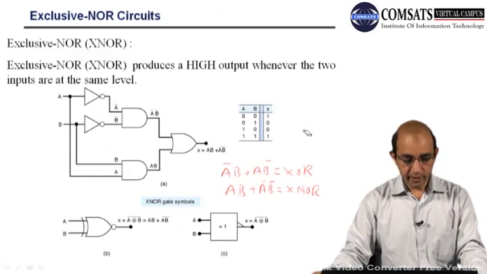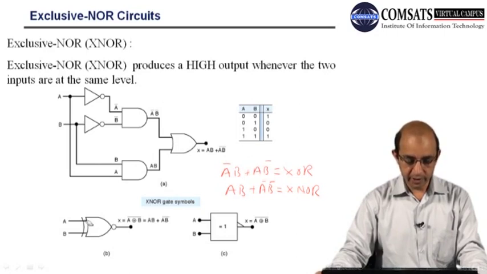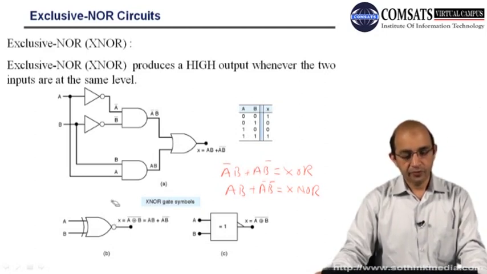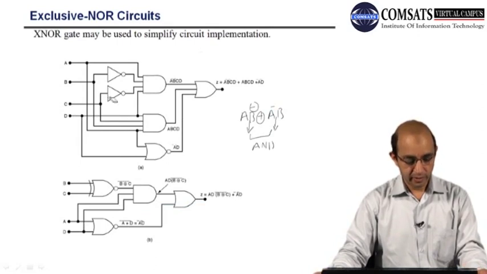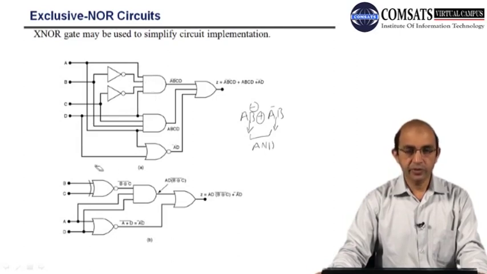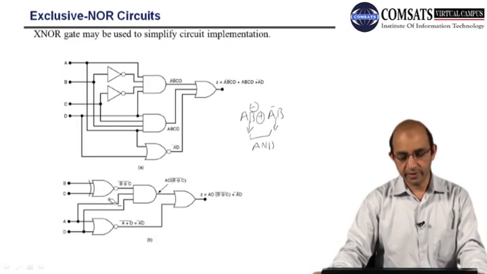And then we have the exclusive NOR circuit. You can see that we have the same symbolic representation but with a bubble. That represents the exclusive NOR. If we talk about simplification, we can also use XNOR in order to simplify the circuitry. Here we have more gates, and when we replaced them by XNOR, we got fewer gates.